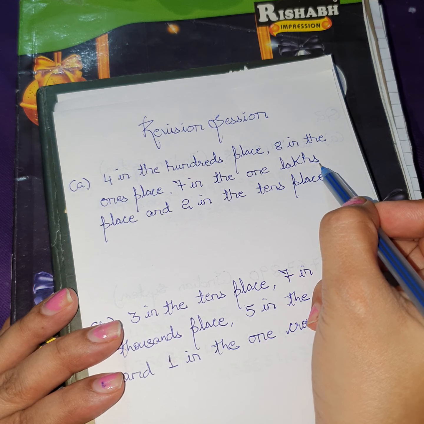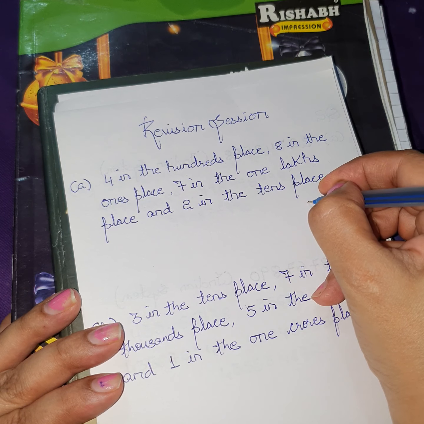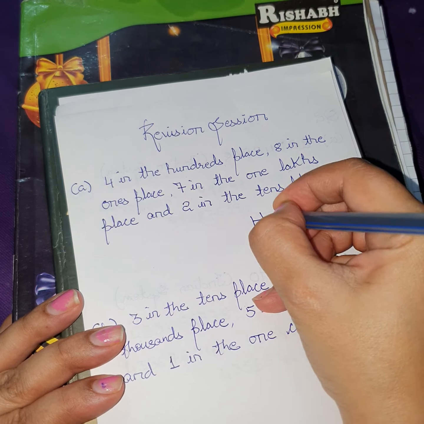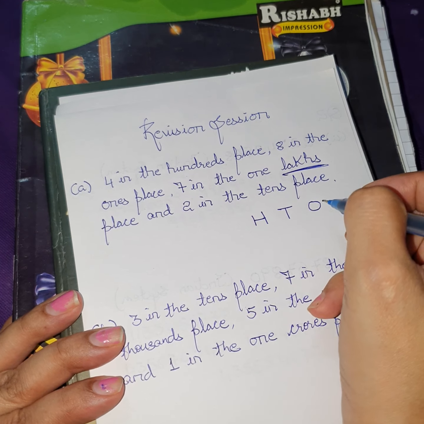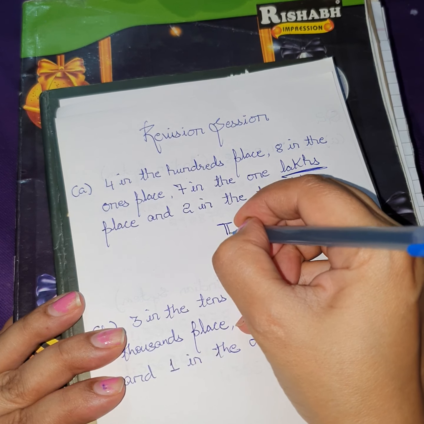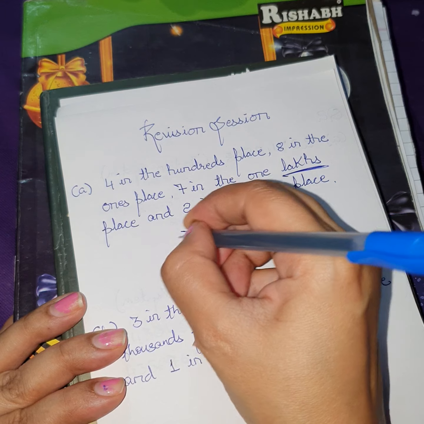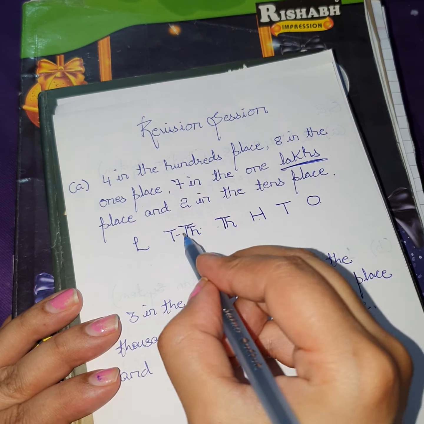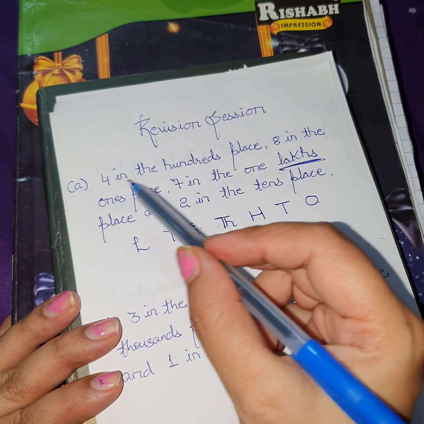So first of all we will write the place values in short form from backside: ones, tens, 100, and we will write till the highest place, that is till lakhs place. So ones, tens, 100, 1000, 10,000 and lakh. Ones, tens, 100, 1000, 10,000, lakh. Now we have to read it and arrange the number accordingly.